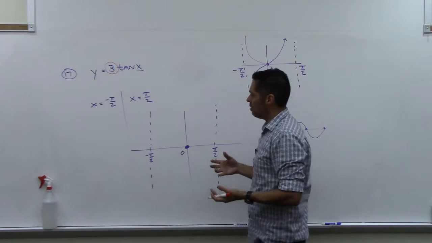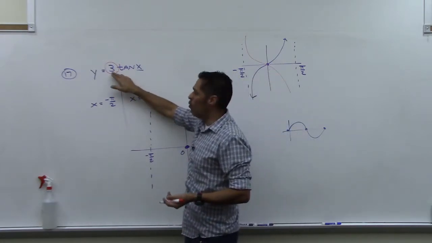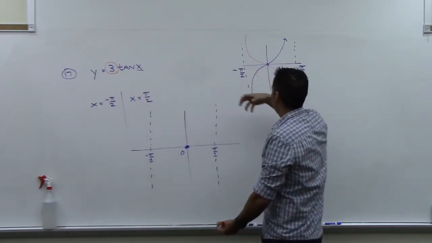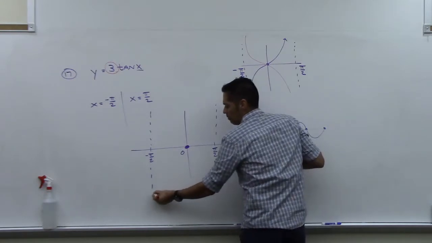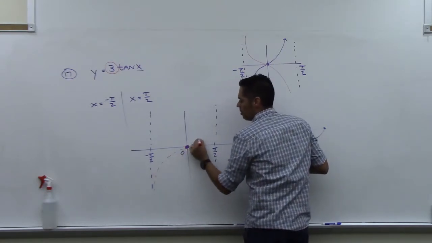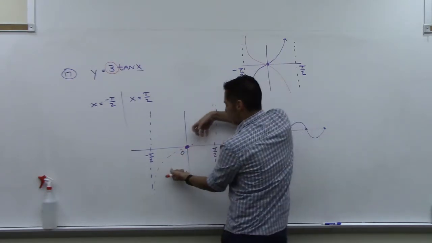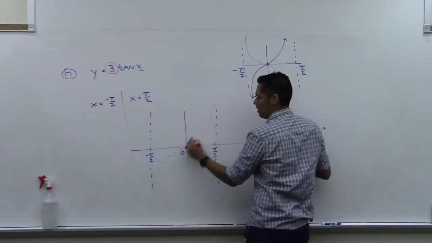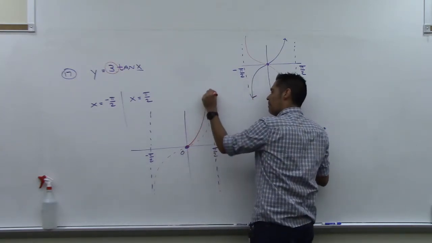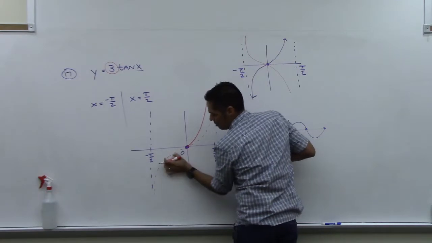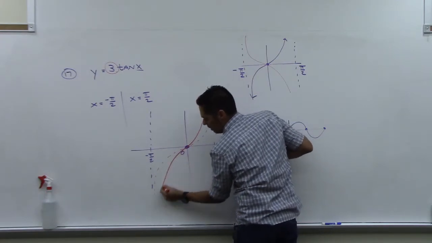And we talk about this in class. If this number right here is bigger than 1, it stretches it out. So maybe the regular tangent function would have looked like this. Now just imagine stretching it. So instead of this piece, it's going to look more like that piece. And instead of down here, it's going to pull things down, so it's going to look more like that.